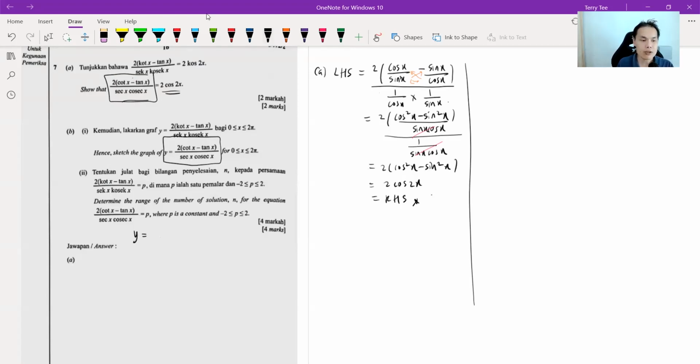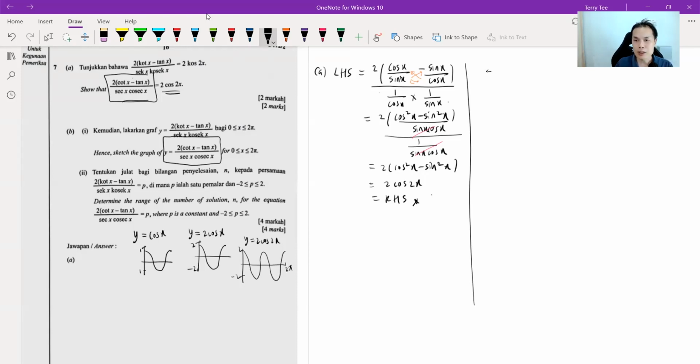The basic graph of cos, if you still remember, the basic cos graph looks like this. Amplitude is 1, meaning maximum 1, minimum -1. When you have a 2 in front, it simply means we stretch up by 2, maximum 2, minimum -2. And 2 cos 2x simply means we draw 2 complete cycles, 1 cycle, 2 cycles from 0 to 2 pi.